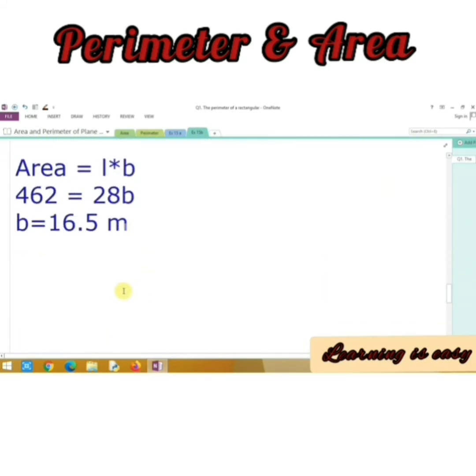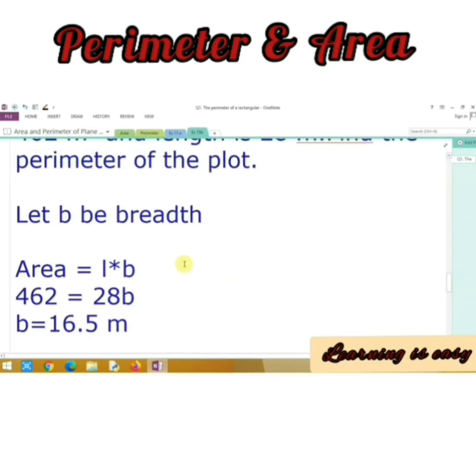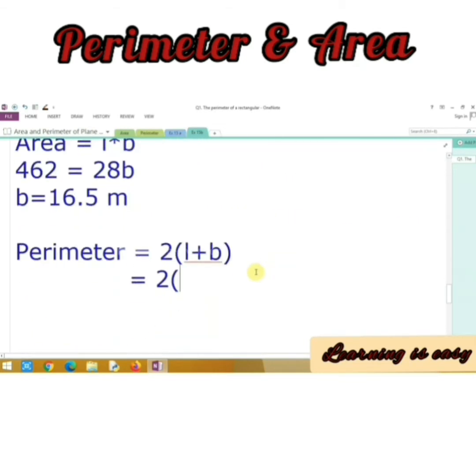Now we can calculate the perimeter of the rectangular plot, wherein L is 28 and B is 16.5 meter. 2 into (28 plus 16.5), which is going to be 89 meter. That's the perimeter of the rectangular plot.